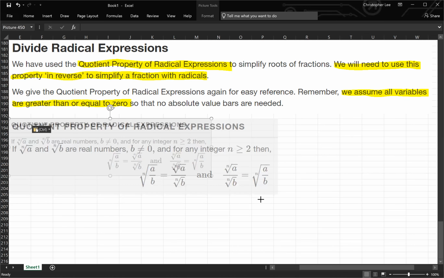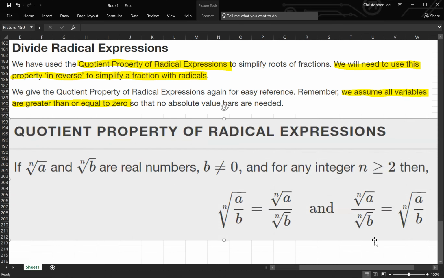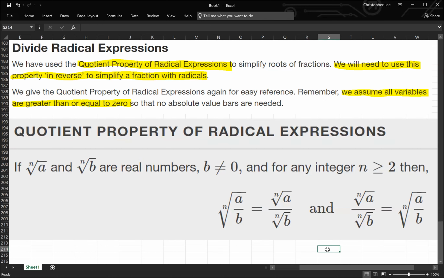All right. Y'all know I like to repeat myself, right? So the quotient property of radical expressions: if the nth root of A and the nth root of B are real numbers where B cannot equal 0, and for any integer n greater than or equal to 2, then the nth root of A over B is equal to the nth root of A over the nth root of B. And the reverse: the nth root of A over the nth root of B is equal to the nth root of A over B. All right?